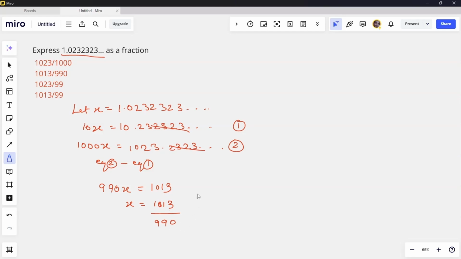990. Okay, so we can write this as 1013/990. So this will be the correct option.